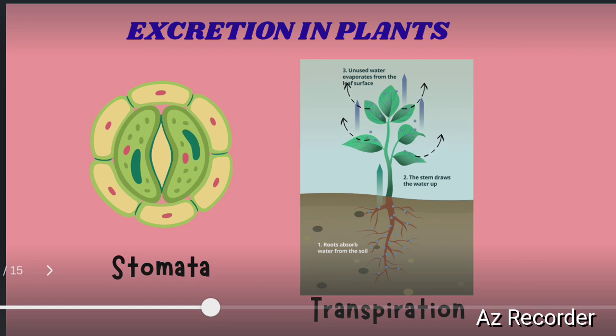How does transpiration occur? Excess water is lost through the transpiration process. What is the main purpose of this transpiration? It helps to cool the plant and balance the water level in the plant body. That is why excretion through transpiration in the plant is very important.